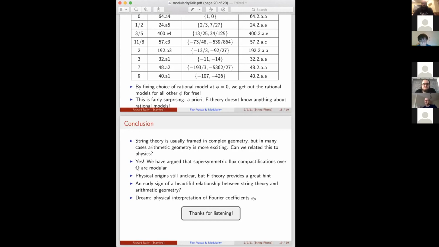Hi, thanks a lot for the talk. This was very interesting. Is there anything similar for twofolds, for K3s? I don't know if you mentioned any.